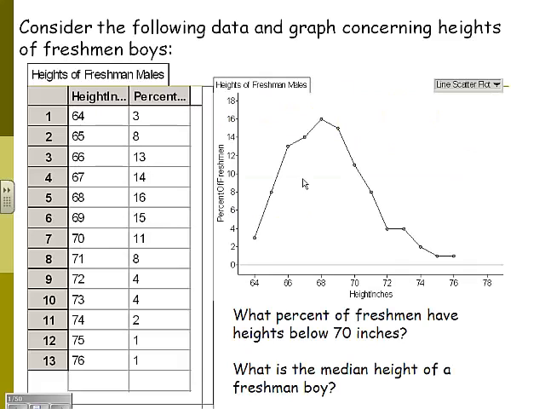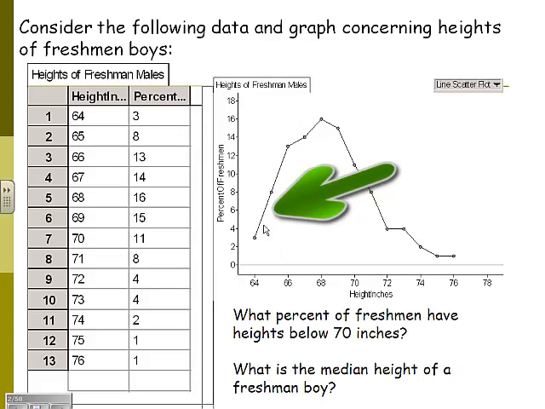What you see here is a set of data and a graph that concerns the height of freshman boys. On the left-hand side we have our data, and it shows the height in inches, ranging from 64 inches up to 76 inches. Next to it we have the percentages. So this is saying that boys of height 64 inches occurred 3% of the time. Boys of 65 inches occurred 8% of the time. Boys of 66 inches occurred 13% of the time, and so on.